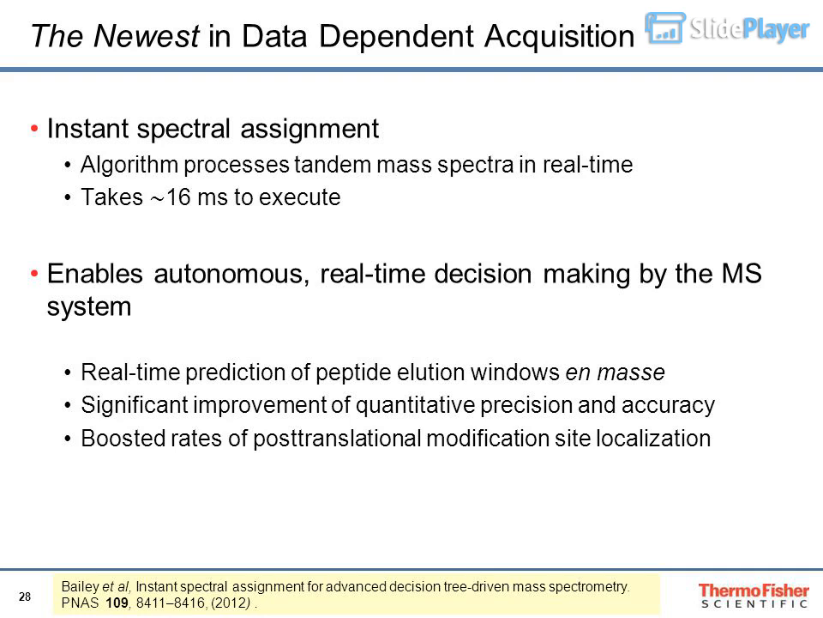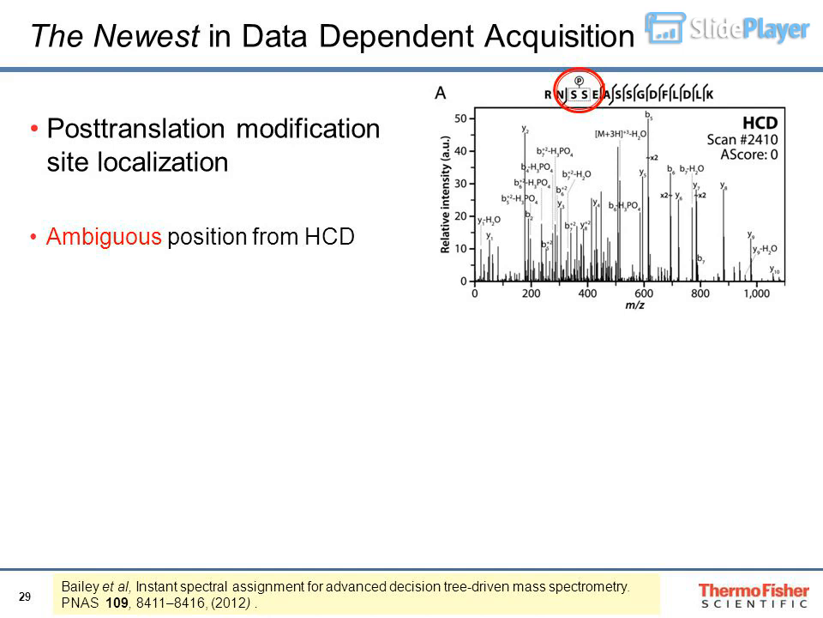Hundreds of peptides often coalesce, so low-level signals often are selected in one run and not the next, and selecting m/z peaks to sequence by abundance certainly does not offer the opportunity to inform the system of pre-selected targets. Bailey et al., Instant Spectral Assignment for Advanced Decision Tree-Driven Mass Spectrometry. PNAS 109, 8411-8416, 2012. The newest in data-dependent acquisition.